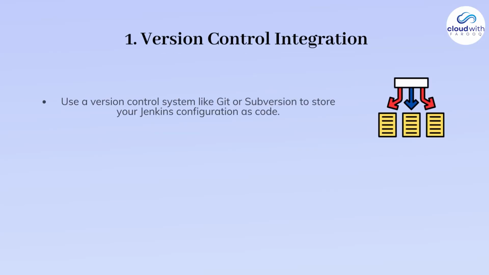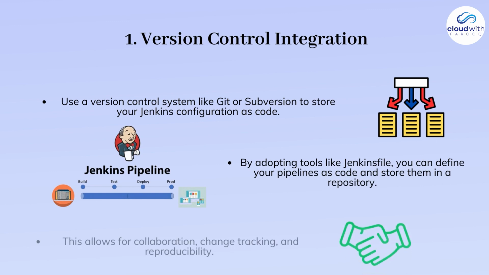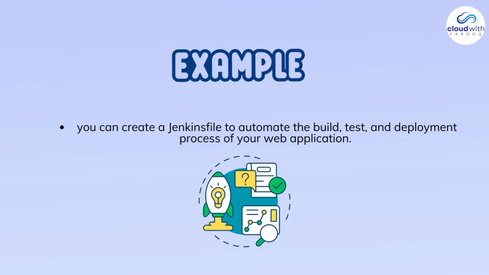Use a version control system like Git or Subversion to store your Jenkins configuration as code. By adopting tools like Jenkinsfile, you can define your pipeline as code and store it in a repository. This allows for collaboration, change tracking, and reproducibility. For example, you can create a Jenkinsfile to automate the build, test, and deployment process of your web application.